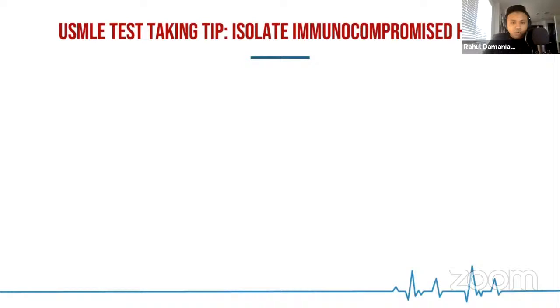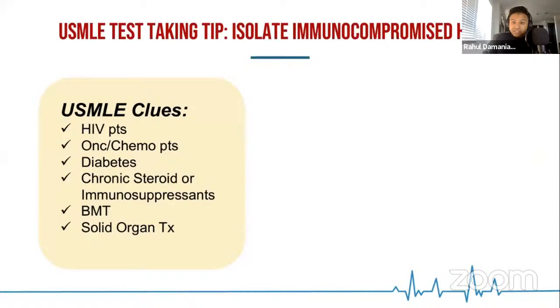So the key test-taking tip, guys, is to make sure that in your questions, you're always paying attention to immunocompromised hosts. The USMLE clues related to immunocompromised hosts and subsequently them being prone to MRSA, Pseudomonas, for example, are going to be in your test question. They'll put, oh, the patient has HIV. The patient is an oncology patient, has diabetes, has lupus, and is on chronic steroids or tacrolimus therapy, just got a bone marrow transplant or solid organs.